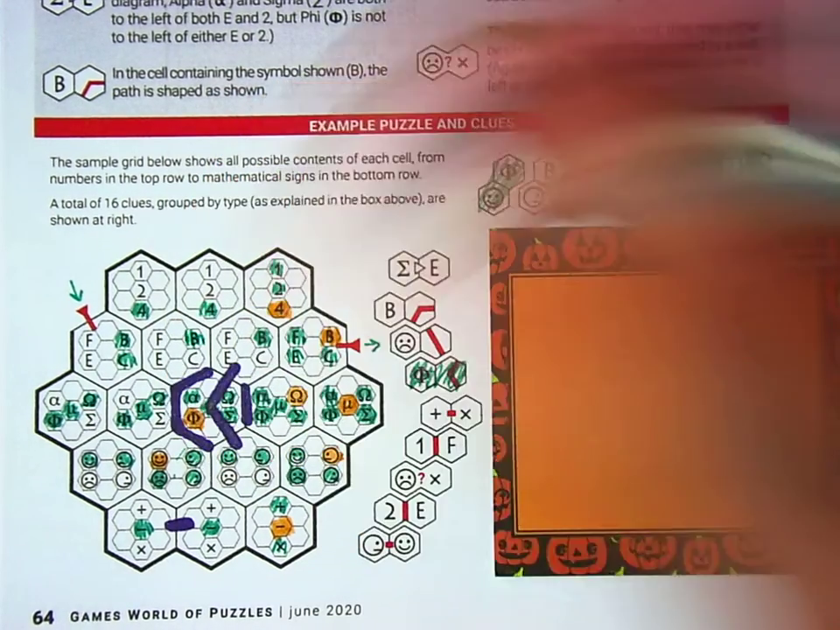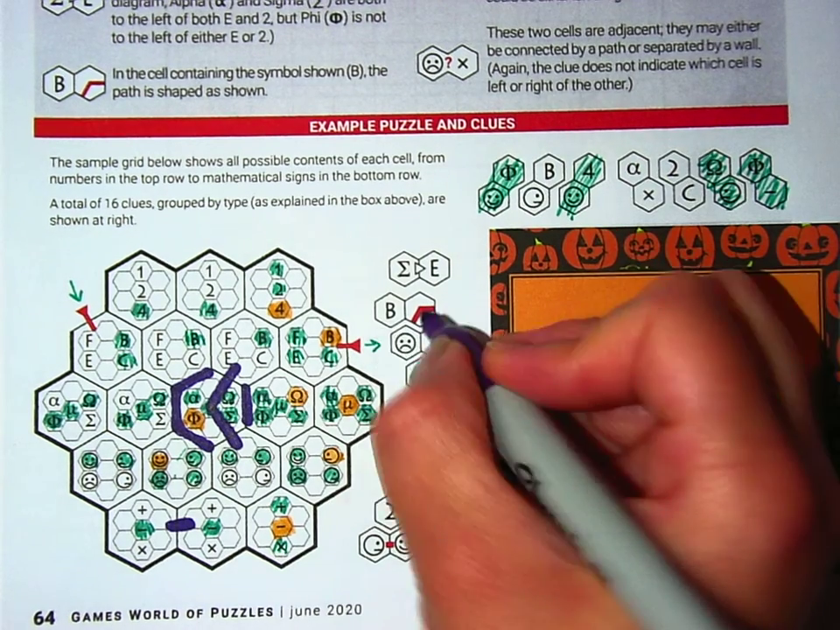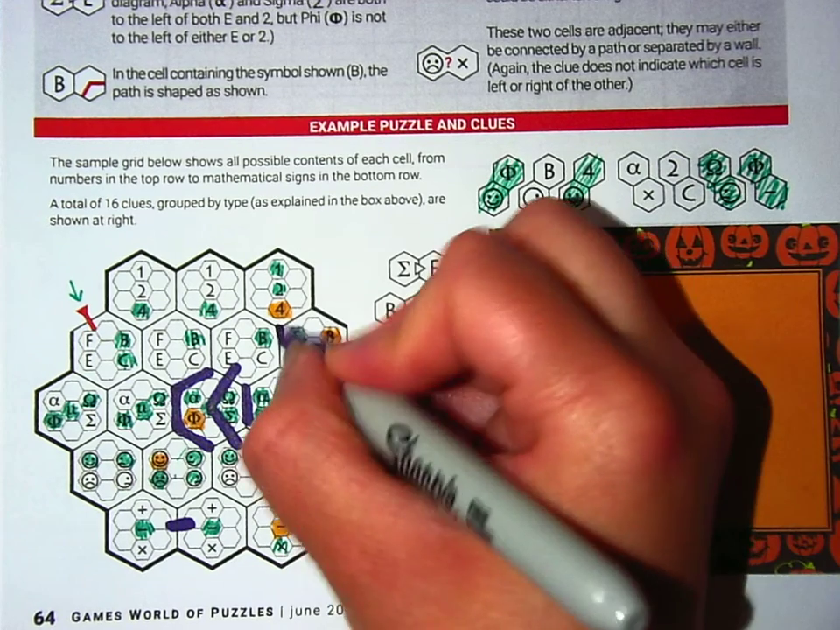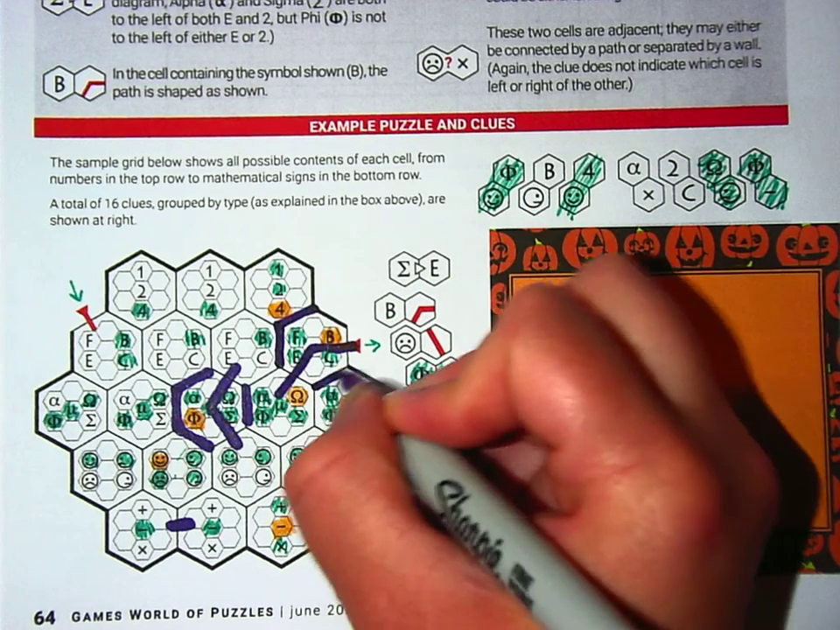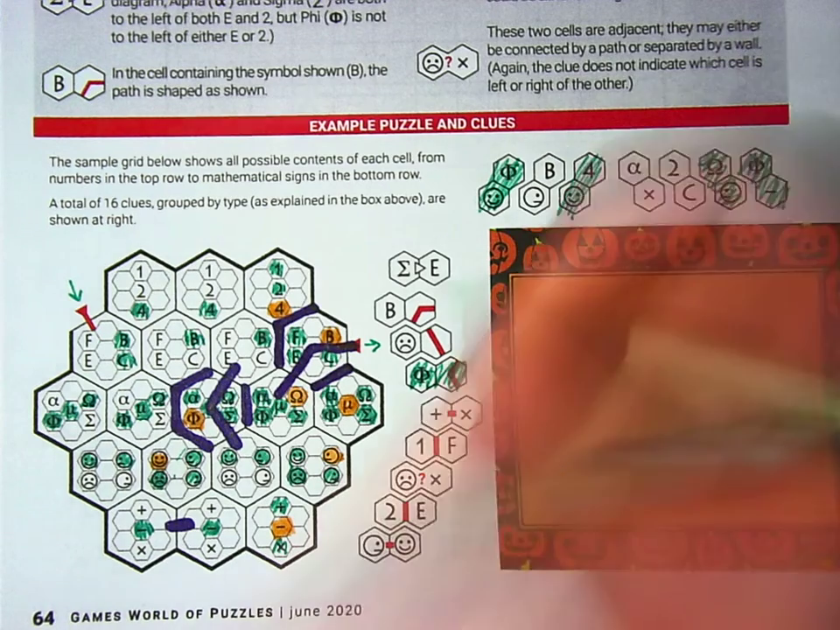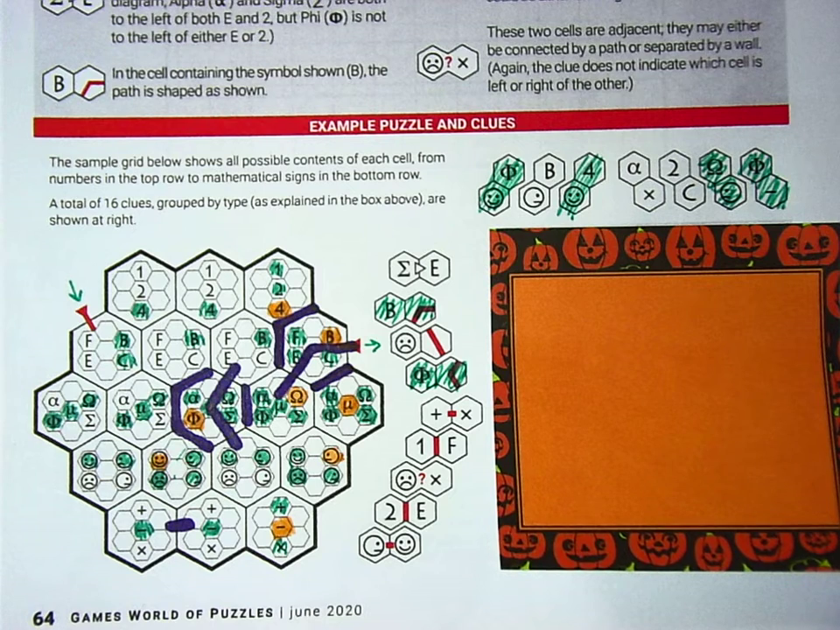And since I know where B is now, I know where the B goes through it. So it has to go through it on the side and then out this bottom corner like that. I'm going to draw in all the other walls. It's very meticulous, this kind of puzzle.